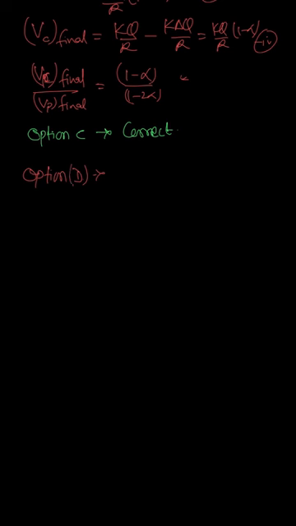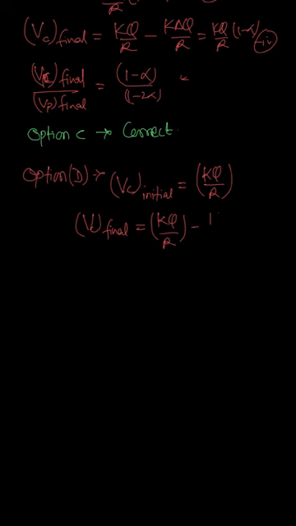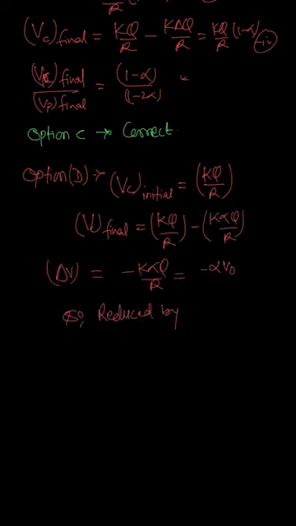Now let's go to option D, where we have to find out the change in potential at the center. Initially there was no delta Q, so KQ by R was the initial. Now finally, there is a delta Q also, so it is KQ by R minus K delta Q by R. So the change in potential will be minus K delta Q by R, that is alpha times V naught. So there is a reduction of alpha times V naught. So this option D is also incorrect. Okay, so now I hope that this is clear to you. Thank you.